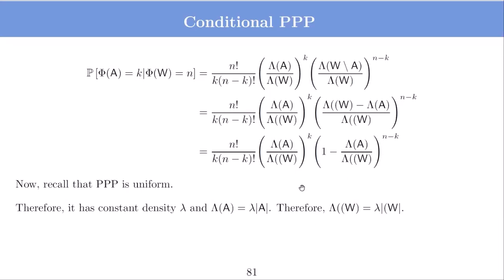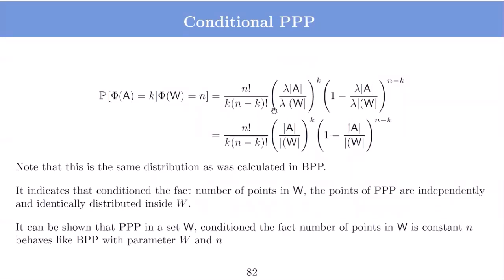It may be a little bit hard to see because I have taken the non-uniform case. So let's see how this will be equal to the binomial point process. Let us assume the PPP is uniform. So lambda A is just lambda times the size of A. Lambda W is just lambda times the size of W. So now if I put them back, this lambda cancels and I get this one. This is p, the probability that a point will be in A, and this is 1 minus p.